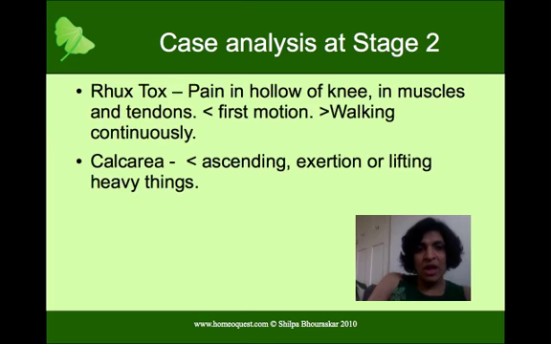So if you realize these peculiar modalities and concomitants, they actually help you understand which remedy could be chosen for your patients. Or if there is Rhus tox indicated, then you have this muscular pain or pain in the tendons, then say the joint itself, and it has this peculiar modality of aggravation on first motion and better by walking continuously. Whereas if it's Calcarea, then it's more about ascending or climbing upstairs and lifting heavy things. So these peculiar keynotes can actually differentiate your remedies and help you pick up the right remedy.